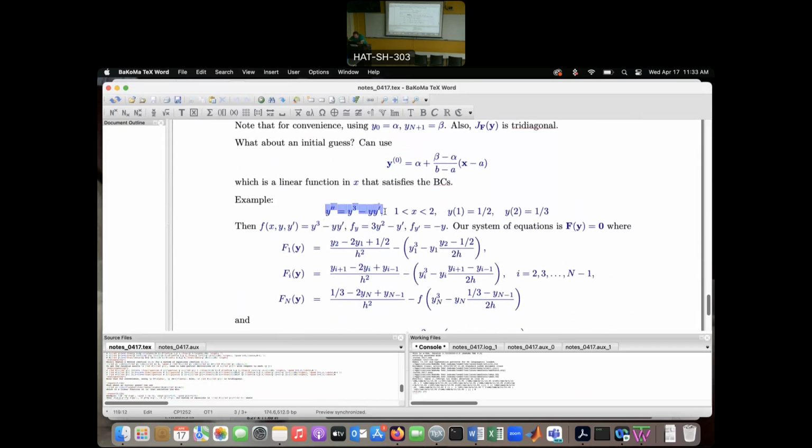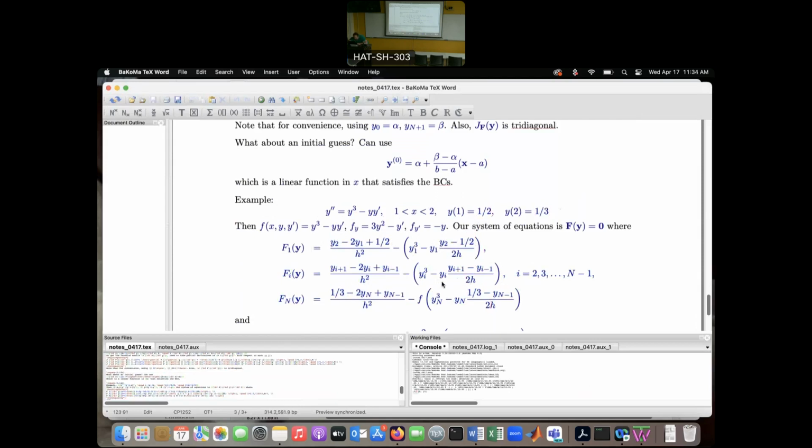Here's an example. Here we have this nonlinear second order ODE on the interval from 1 to 2. I worked with this example last time for the shooting method. So then you compute your derivatives, f_y and f_y prime. And now we have our system of equations, f of y equals 0. In this first equation, I filled in the left boundary value here and here. And then for the last equation, I filled in the right boundary value of 1/3 here and here.